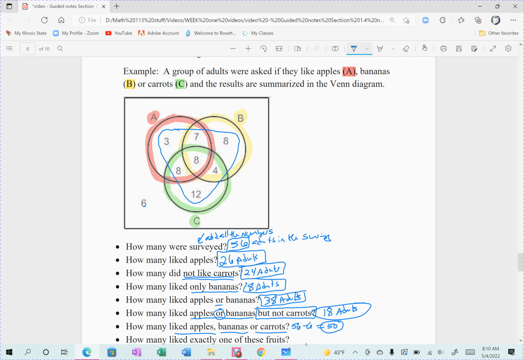You could check my answer. If you add up everybody in that triangular shape that I drew there, the blue triangle shape, the 3, 7, 8, 8, 4, 12, it should add up to 50. There are 50 people in the 3 circles, 6 that aren't in the 3 circles, so 56 altogether. And so 50 people like one or the other, like a banana or apple or carrots.